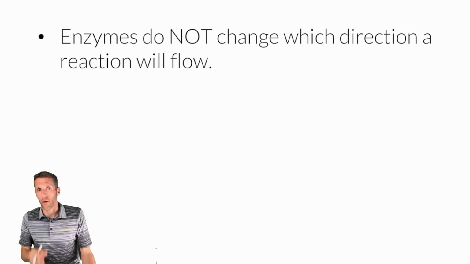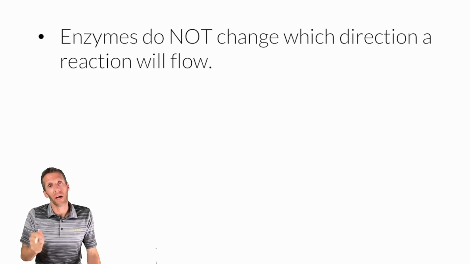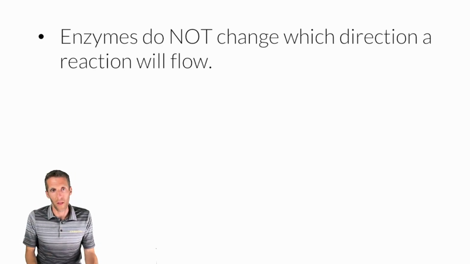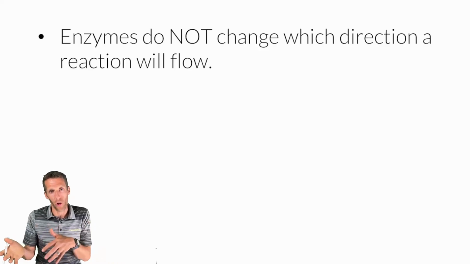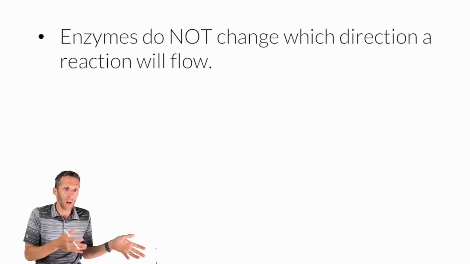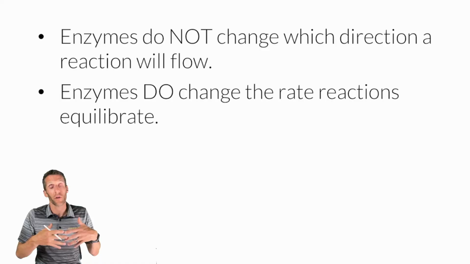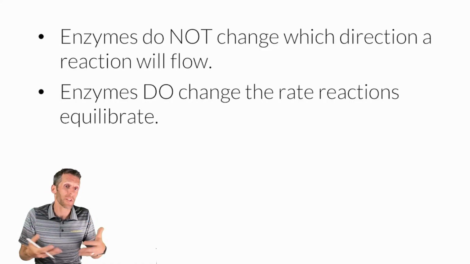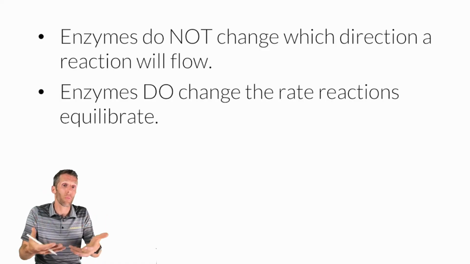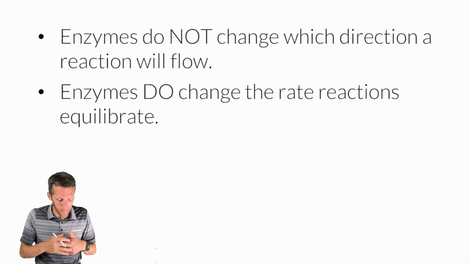Okay, so what have I said here? I've said that enzymes do not change which direction a reaction will flow. They will not make a reaction that is favorable, unfavorable, or unfavorable, favorable. All that an enzyme is going to do is change the rate of equilibration. They're going to make a reaction equilibrate more quickly to its equilibrium state.